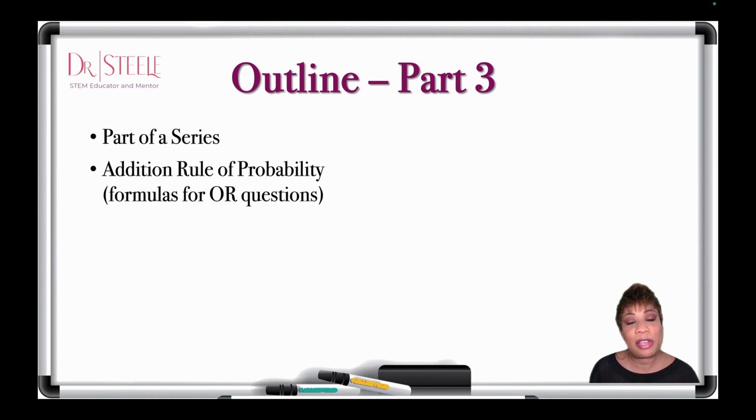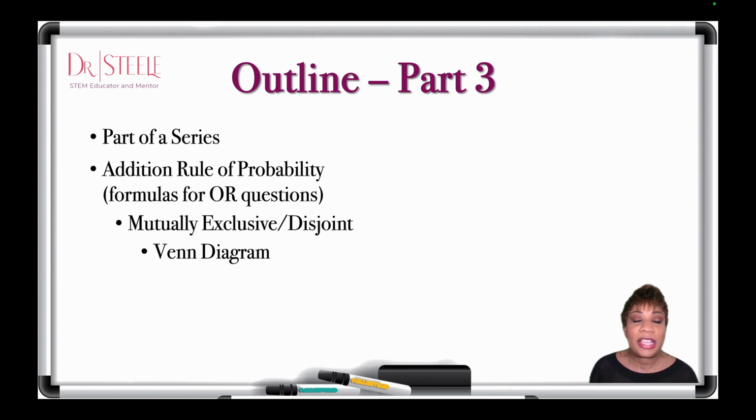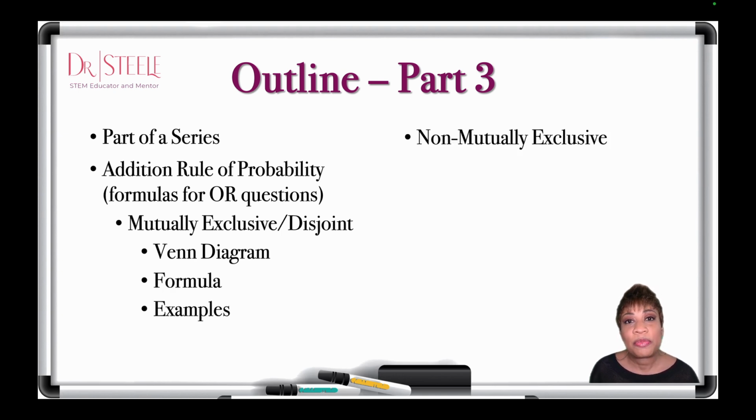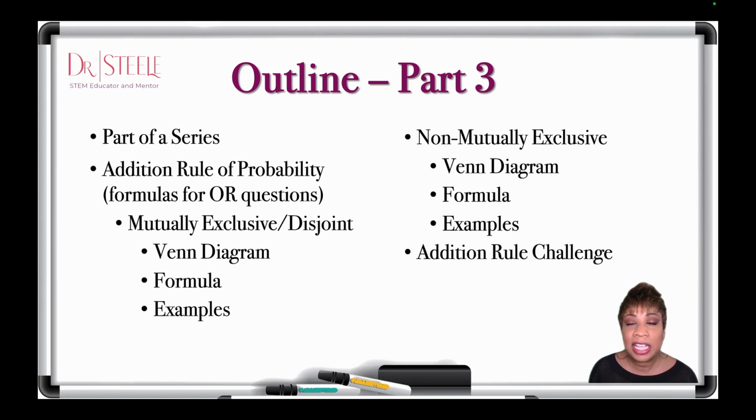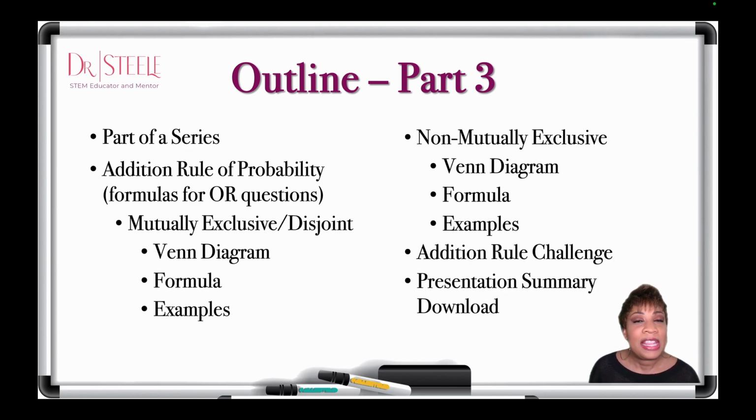Today we are going to be talking about the addition rule of probability, another way of saying the types of probability questions where you have what's the probability of finding this or this. First, we'll look at mutually exclusive events, also called disjoint, same thing. We'll look at a Venn diagram, some formulas, and some examples. Then we'll look at non-mutually exclusive events, same thing, Venn diagram, formulas, and examples. Then I have a challenge for you, and then I have a PDF you can download that summarizes the video.